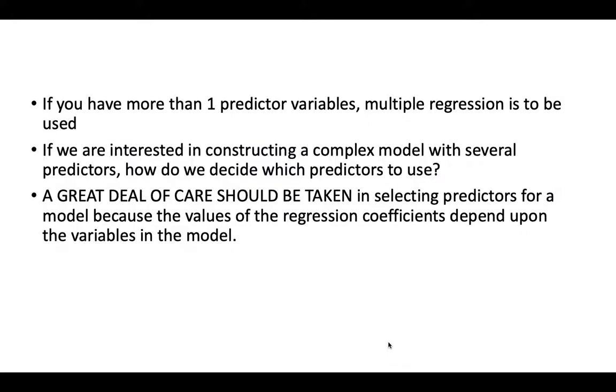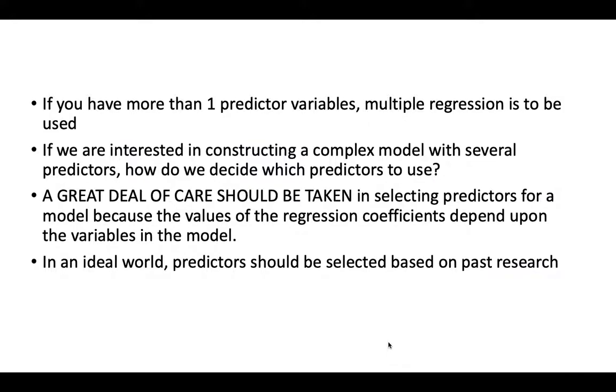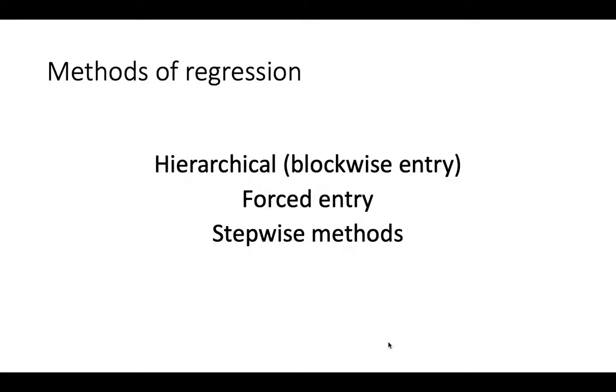In an ideal world, predictors should be selected based on past research. It is very important that you read about the area and find out what variables have been proved to be important in past research. So new variables should be selected based on their theoretical importance, and the method of predictor selection is crucial to your model. There are several methods of regression. Actually, in SPSS, there are three: hierarchical or blockwise entry, forced entry, and stepwise methods.